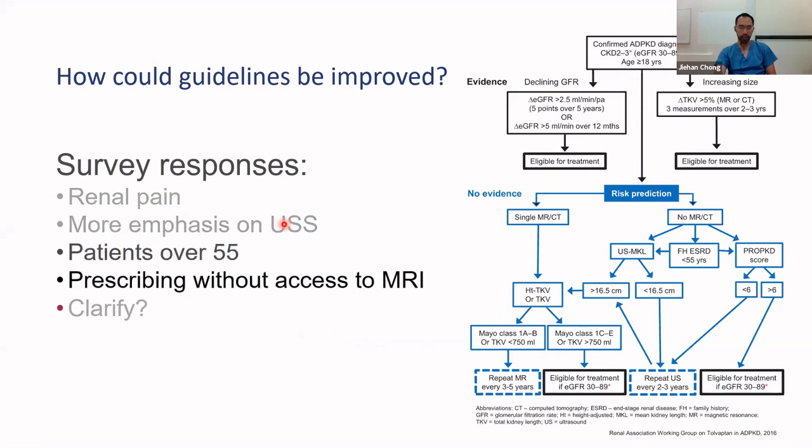Interestingly, several respondents mentioned addressing patients over the age of 55 and prescribing without access to MRI. In fact, these groups are effectively already covered by the current version of the commentary, because there's no upper age limit on Tolvaptan prescribing, and there are channels for assessment which involve just eGFR, which, from the survey responses, it appears at least half of units are using without MRI. So I did wonder whether there was some scope for clarifying the current commentary to make it more user-friendly.